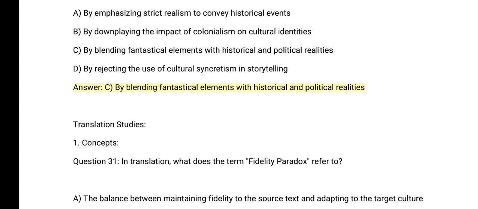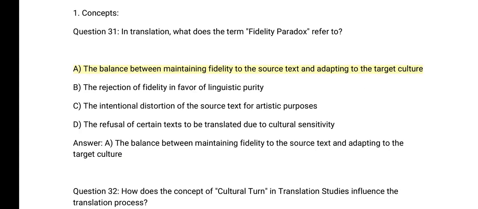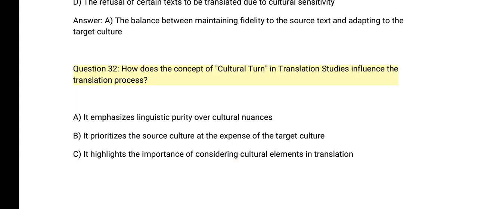Translation Studies. 1. Concepts. Question 31. In translation, what does the term fidelity paradox refer to? A. The balance between maintaining fidelity to the source text and adapting to the target culture. B. The rejection of fidelity in favor of linguistic purity. C. The intentional distortion of the source text for artistic purposes. D. The refusal of certain texts to be translated due to cultural sensitivity. Answer. A. The balance between maintaining fidelity to the source text and adapting to the target culture.